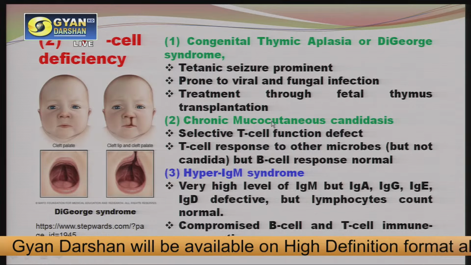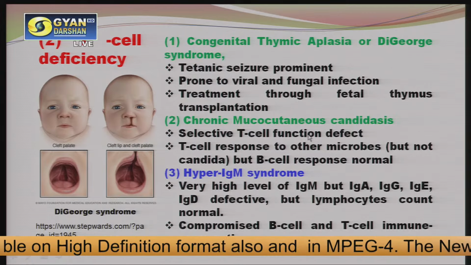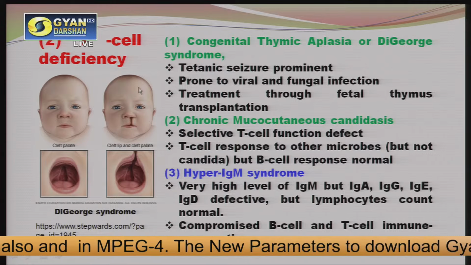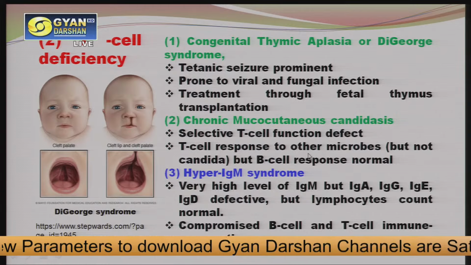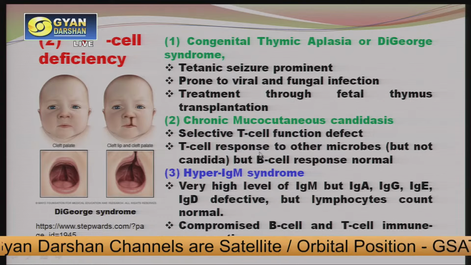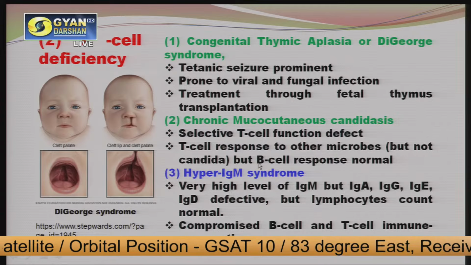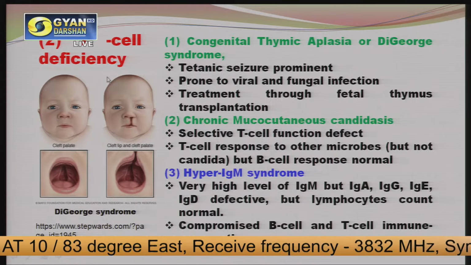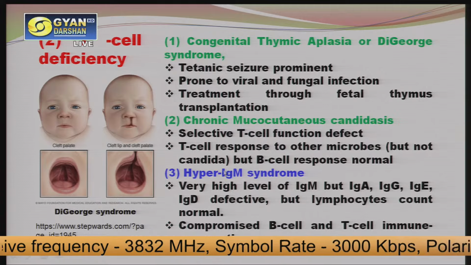In chronic mucocutaneous candidiasis, there is a selective T cell function defect. If T cell deficiency is there, the person will suffer from diseases like candidiasis. There is T cell response to other microbes but not Candida, but the B cell response is normal. Here the T cell deficiency is there, but the B cell response is very normal.